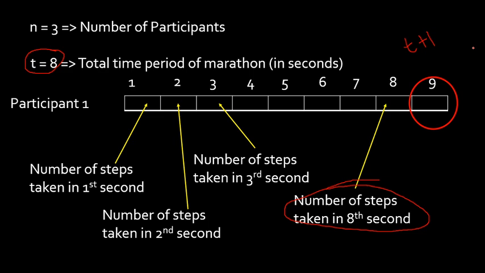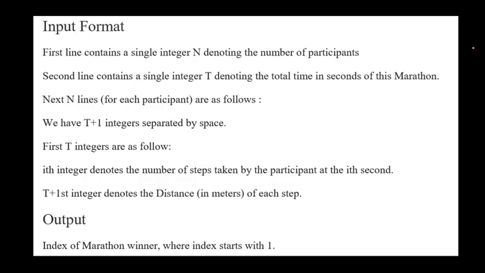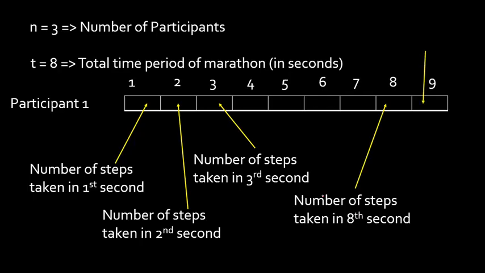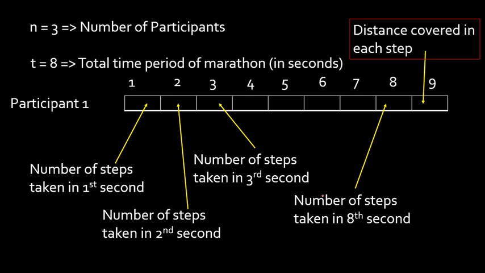Now take a look at the input format. Look at this: T plus first. T plus first is the 9th box. It denotes the distance in meters of each step. Can you all understand this? Yes, the T plus first integer denotes the distance covered in meters for each step. Okay, so this is nothing but the distance covered in each step.